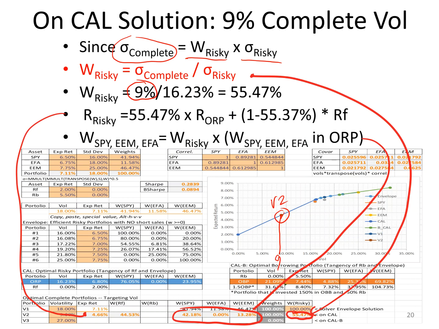I know that that portfolio is going to be on the CAL because 9% is less than the volatility of my optimal risky portfolio. Therefore, if I take 9 over 16.23%, my target complete vol, divided by the standard deviation of the optimal risky portfolio, that gives me 55.47%. That means 55.47% invested in the optimal risky portfolio. And 1 minus that invested in treasuries is going to give me this point right here.